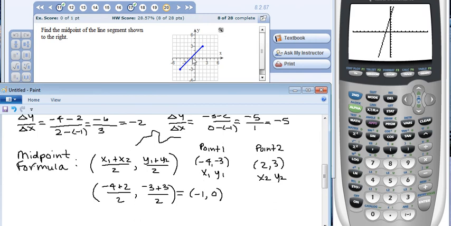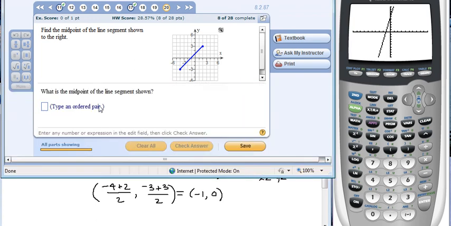Does it, first of all, look like a reasonable answer? Yes, it certainly does. Okay, so type an ordered pair. Now I could go to my keyboard and do a parenthesis and a comma and all that kind of stuff, but I can also just use this and fill in the boxes. Your choice. So I've got a -1 and then I just tab over to 0 and we'll check to see. Excellent.